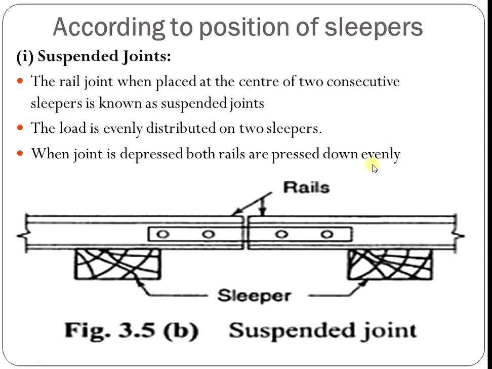This type of joint we have to use when connecting the rails or connecting different rails. Here we see that the two rails are connected end-to-end with the help of fish plates, and here is seen the sleeper, and this is nothing but the suspended joint supporting the rail.